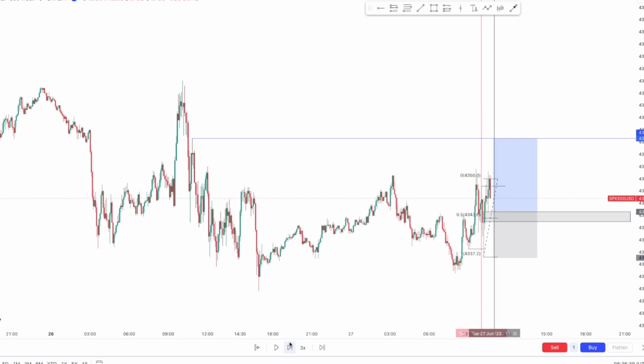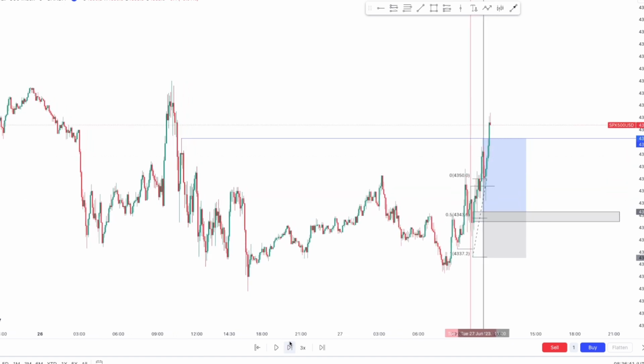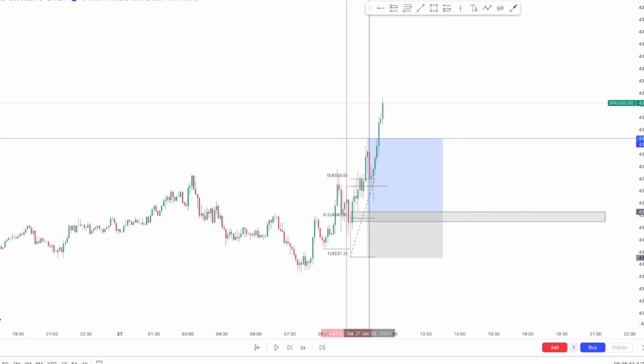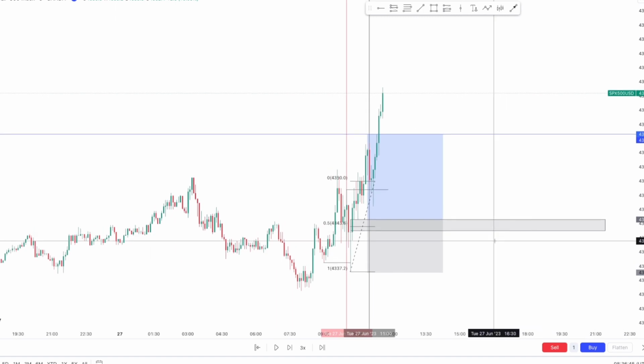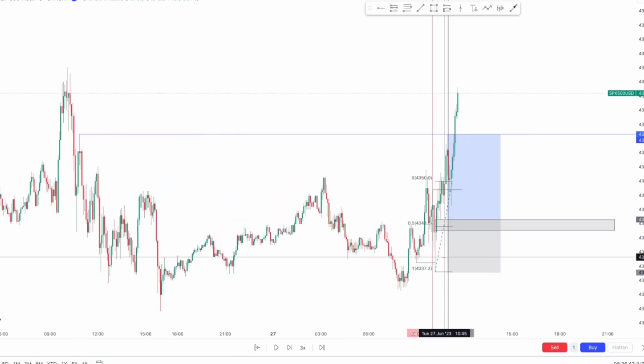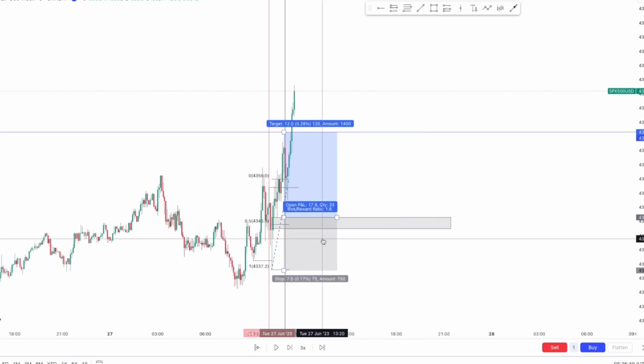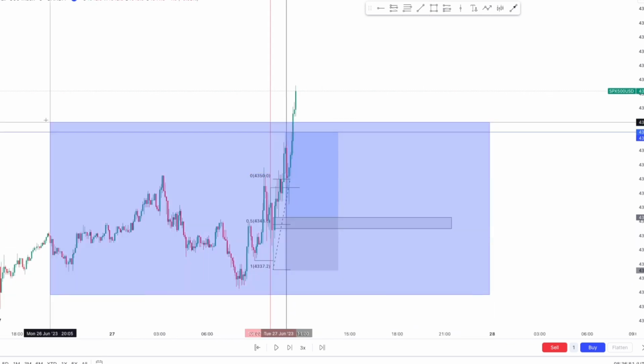1 to 1.6 RR. You don't always have to go for the moonshots. As you can see, sniper entry. And then we actually had price run to our take profit. Very easy. This is the real way to trade silver bullet, not the fake way which everyone teaches you on YouTube. The real deal way.